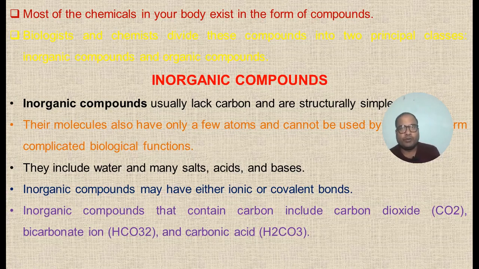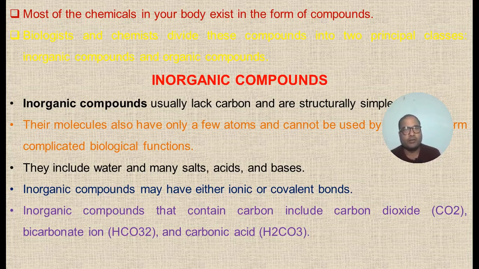Next, we move on. Most of the chemicals in our body exist in the form of compounds. In the previous slide we were talking about elements. Now we are going to talk about compounds. Elements come together, unite, and form different complex compounds. Biologists and chemists divide these compounds into two principal classes: inorganic compounds and organic compounds.